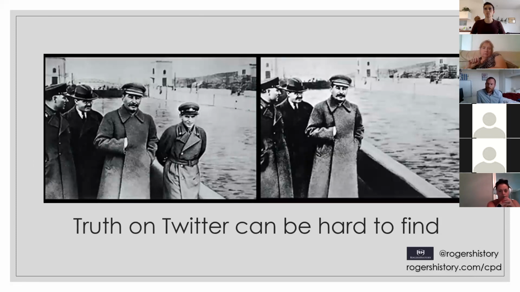Truth on Twitter can be hard to find, though. You have to remember that it is a keyboard and a screen. It is a picture. You don't know what's going on behind that keyboard or behind that screen. It is one aspect, one element of a person. It is their account. It's not necessarily them. And on Twitter, it can be hard to find that truth as a network. So it's just something to be aware of.